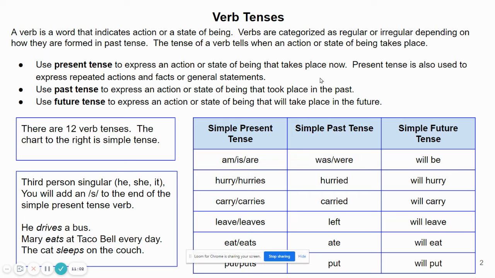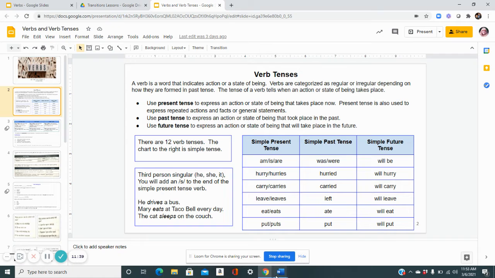We use present tense to express an action or a state of being that takes place right now. Present tense is also used to express repeated actions, facts or general statements. And I'll explain that a little bit more in just a moment. We use past tense to express an action or a state of being that took place in the past. We use future tense to express an action or a state of being that will take place in the future. So let me go back to my little Word document.